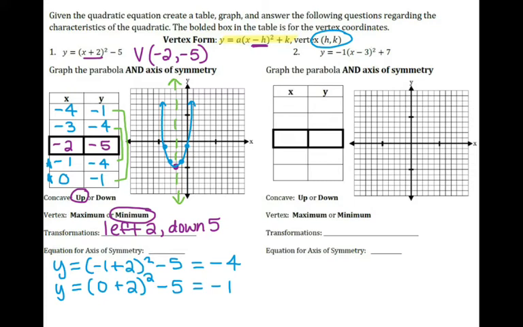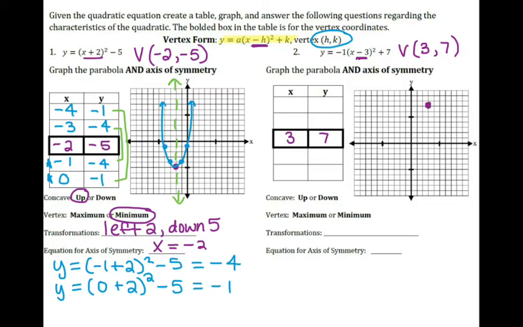The equation for the axis of symmetry is going to be x equals, and in this case it is negative 2. It should always match the x-coordinate of your vertex. All right, number two. Same thing, I'm going to start by finding my vertex. For my x-coordinate, I'm going to take the opposite of what's in the parentheses. The y-coordinate is going to stay the same. I can go ahead and plot my vertex at (3, 7).